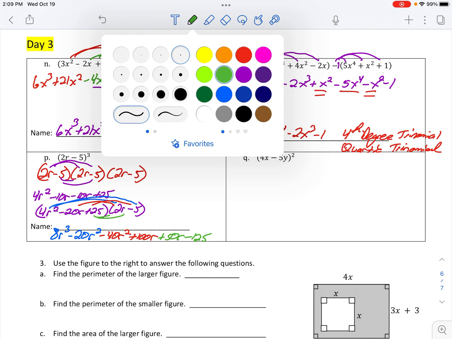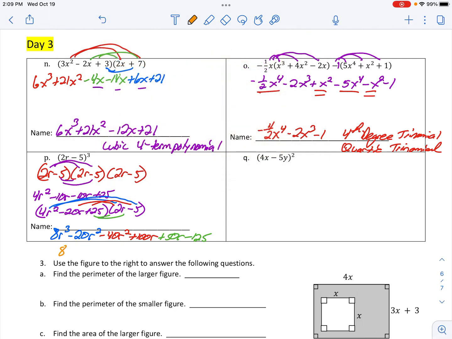And then we put this thing into standard form. 8r cubed minus 60r squared plus 150r minus 125. So we end up with a cubic 4-term polynomial. A little bit of a messy one. It's more what you're going to encounter in Algebra 2, but it's just a small step.